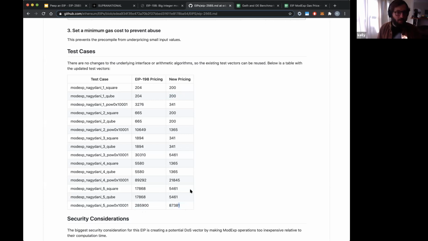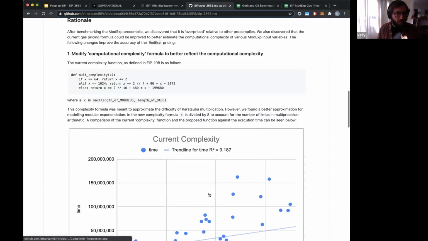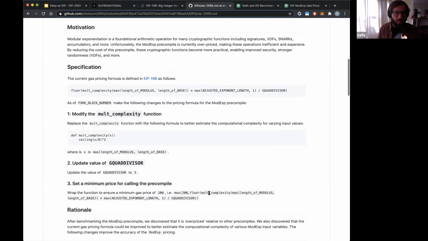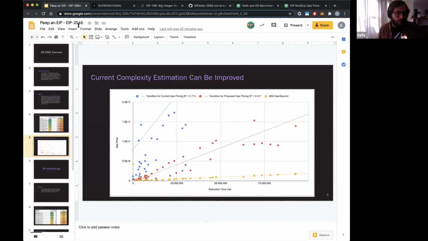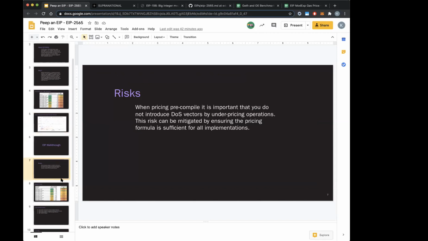So that's the long and short of the EIP walkthrough. It's fairly simple, but certainly a lot of work goes into it to make sure that you're not presenting or adding any risk into the ecosystem. It definitely requires a lot of background checking. Thank you very much for your work on this. It's a very impactful change to the gas calculations.